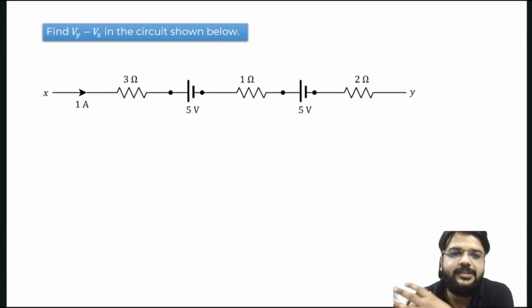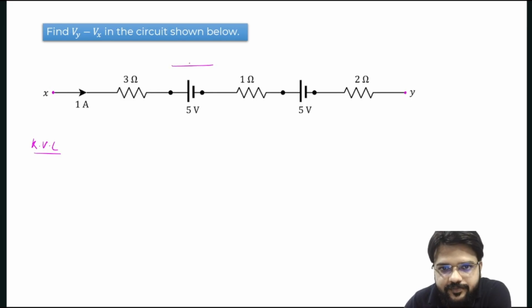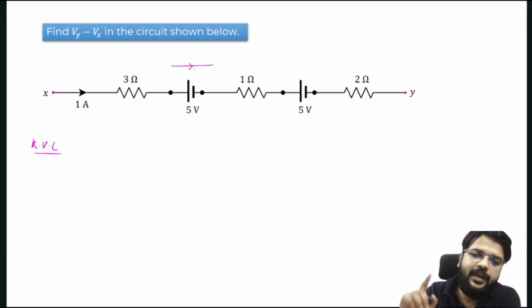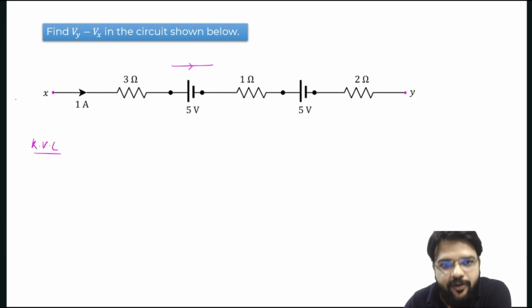Let's see one question on the basis of this concept. Find Vy minus Vx in the circuit shown below. So here in this question, we want the potential difference between the X and Y points. So let's see how we can do this question. Here we are using Kirchhoff voltage law, KVL, correct? And we are moving from X to Y. So from X to Y, we are applying Kirchhoff voltage law, and current is also flowing from X to Y, correct? You can see it in this picture.